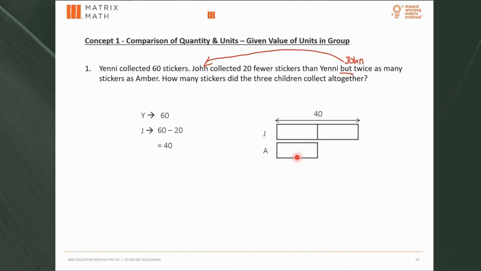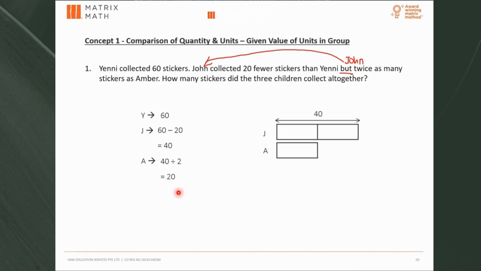All right, that means if I want to find Amber, which is only 1 unit, I have to take 40 divided by 2, not times 2. Because John is twice, that means John has 2 times of Amber. So Amber must be less, right? Okay, so looking at units wise, 2 units is 40, 1 unit is 40 divided by 2, which will give us 20 for Amber.